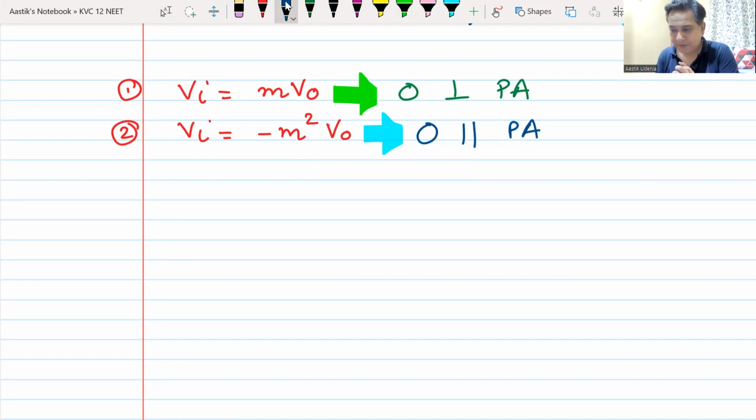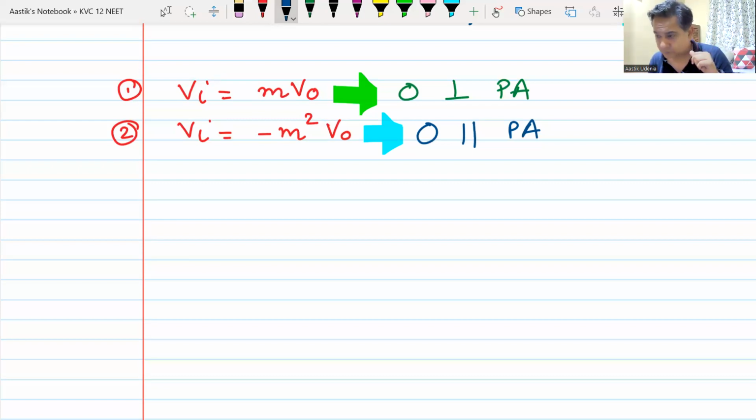Okay? So far so good? Shall we move ahead now? Okay, that officially finishes our reflection part. I'll give you 2 to 3 minutes to go through the entire thing that we have studied till now, starting from plane mirrors.